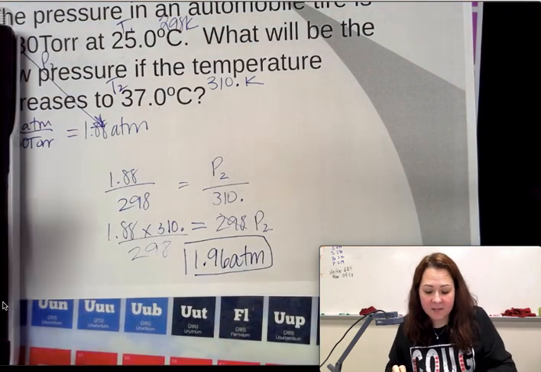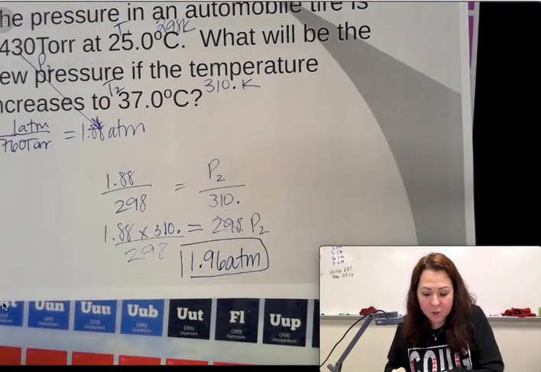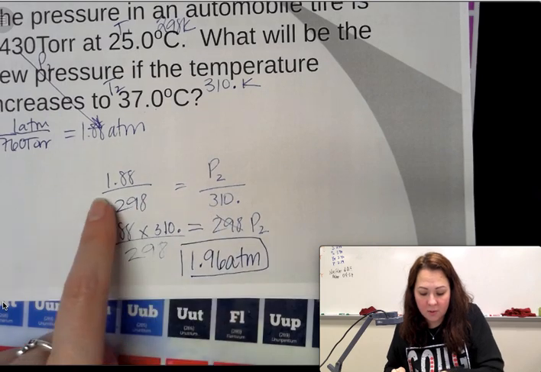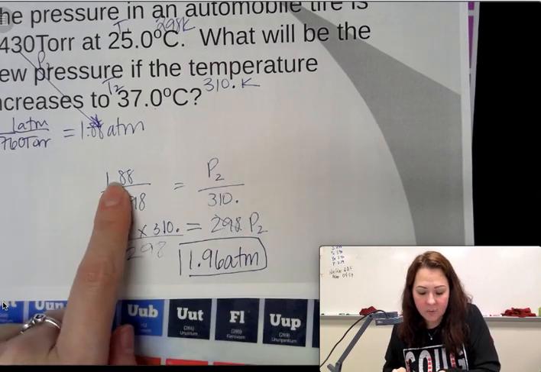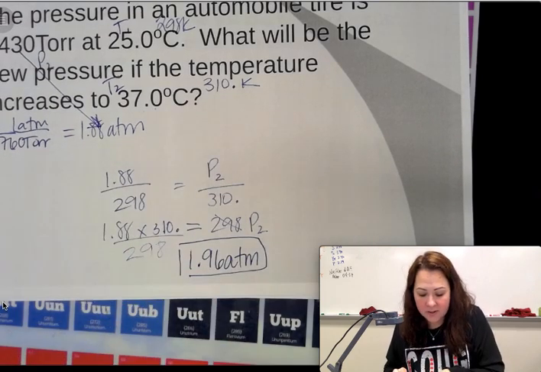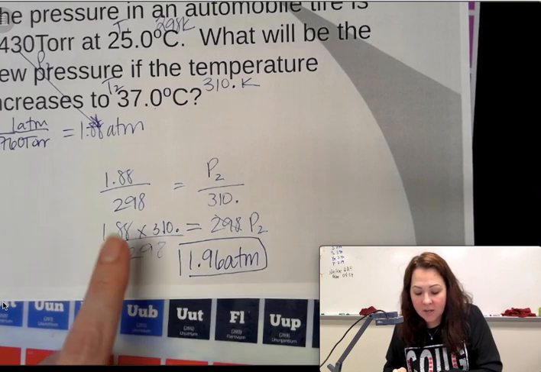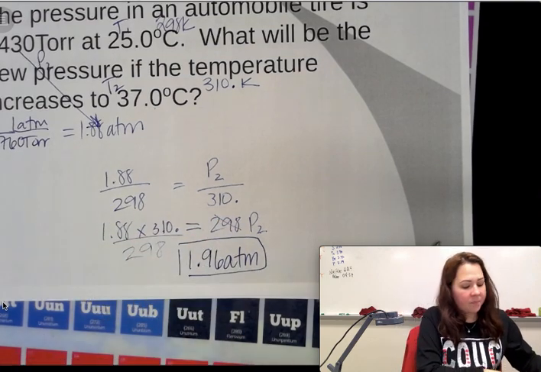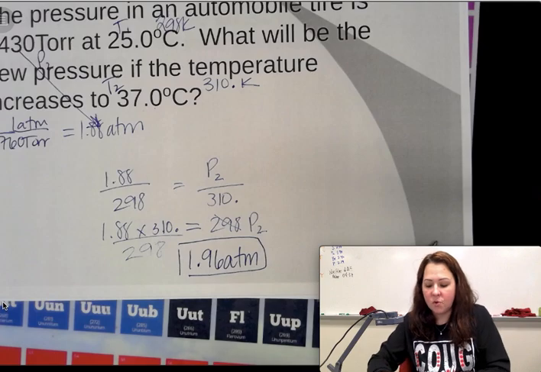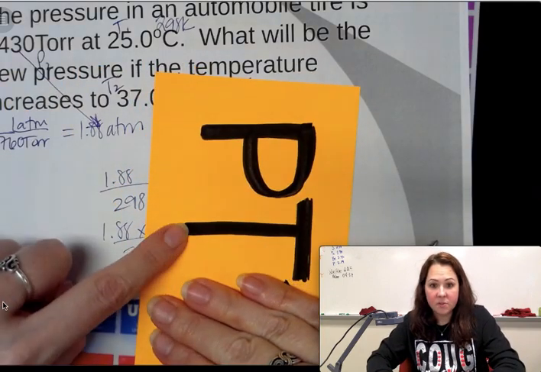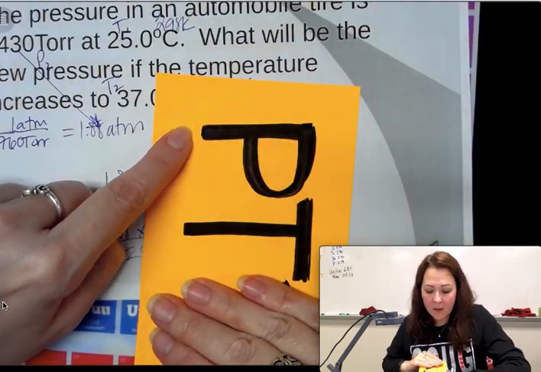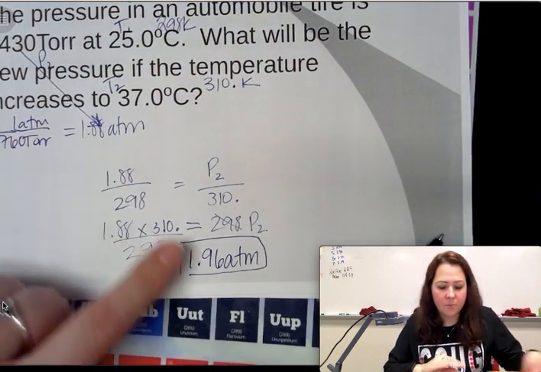We need to see if that makes sense. The pressure is the one that I'm looking at. It's starting at 1.88. I want to know what my new value is. I got 1.96. My temperature increased. So we're holding our volume constant. When my temperature goes up, so does my pressure. And that's exactly what happened there. So that answer makes sense.